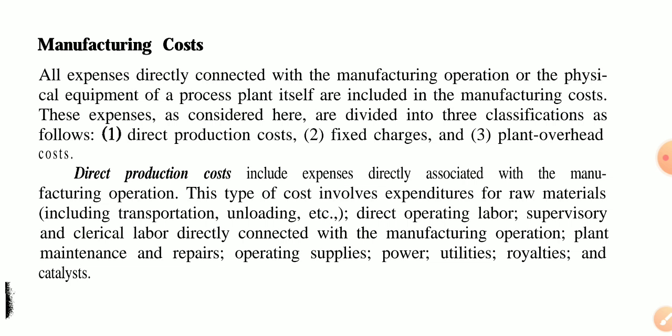Direct production cost includes the expenses directly associated with the manufacturing operation. This type of cost involves expenditures for raw materials including the transportation, unloading, etc. The direct operating labor and supervisory and clerical labor directly connected with the manufacturing operations, and the plant maintenance and repairs, operating supplies, the power utilities, royalties and catalyst.